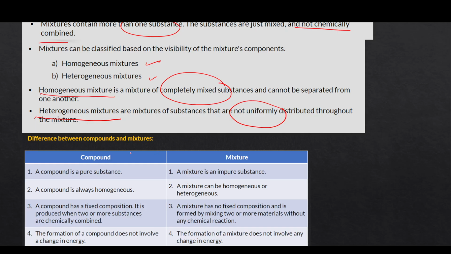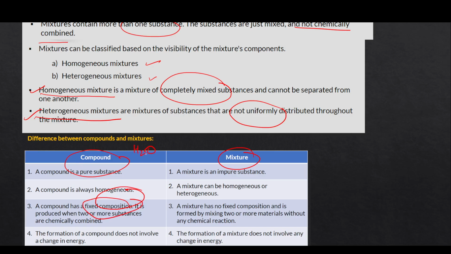A mixture can be homogeneous or heterogeneous, but compounds are always homogeneous. Compounds have a fixed composition, but mixtures don't. You can mix any amount in the case of a mixture, but in a compound they have a fixed ratio and composition.